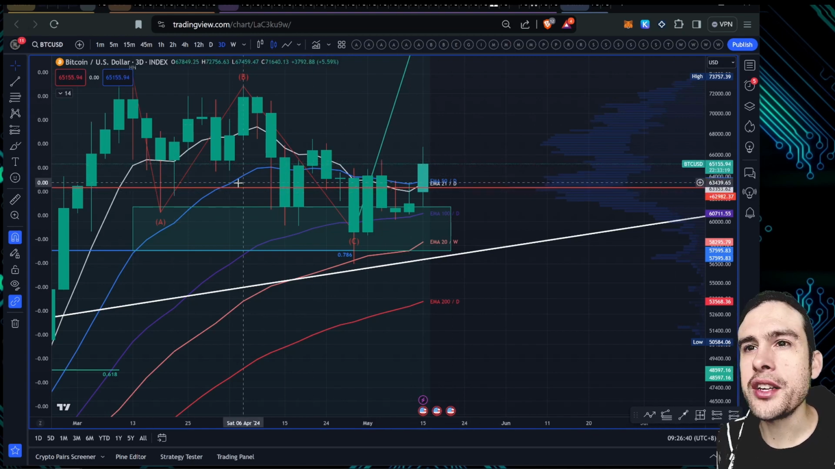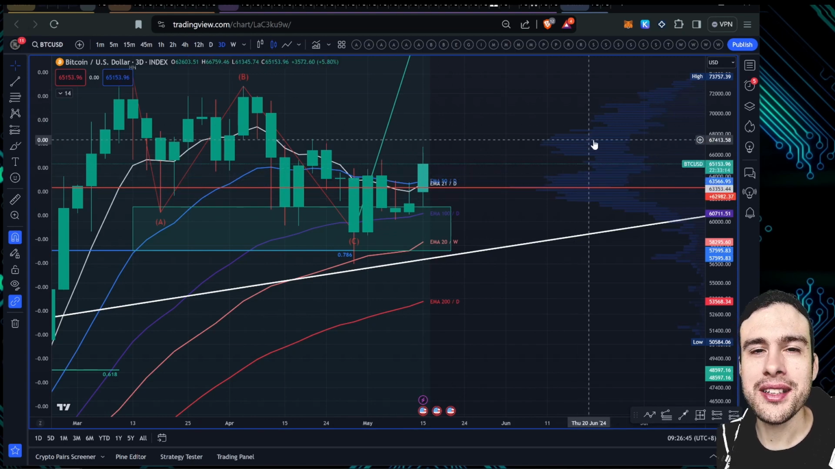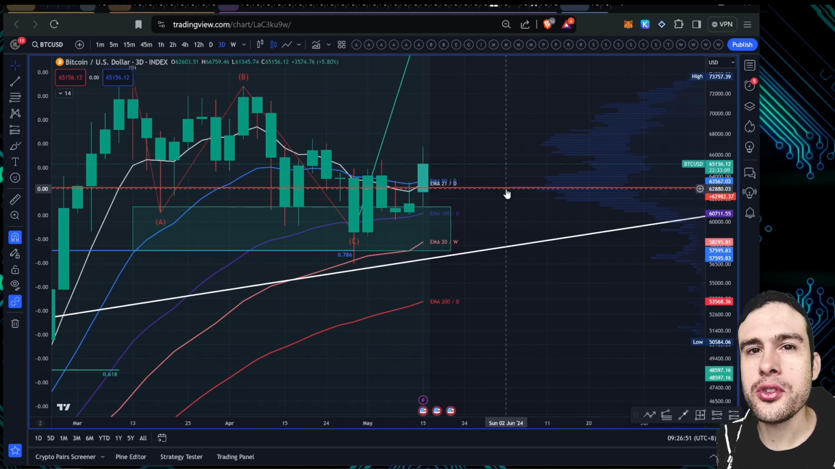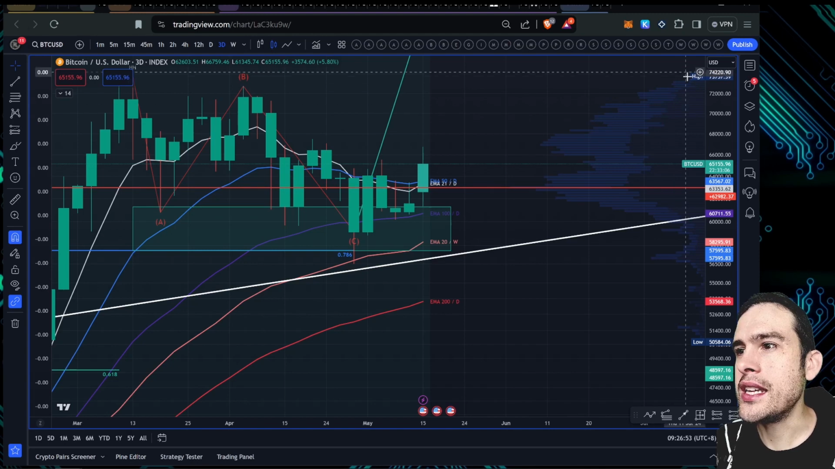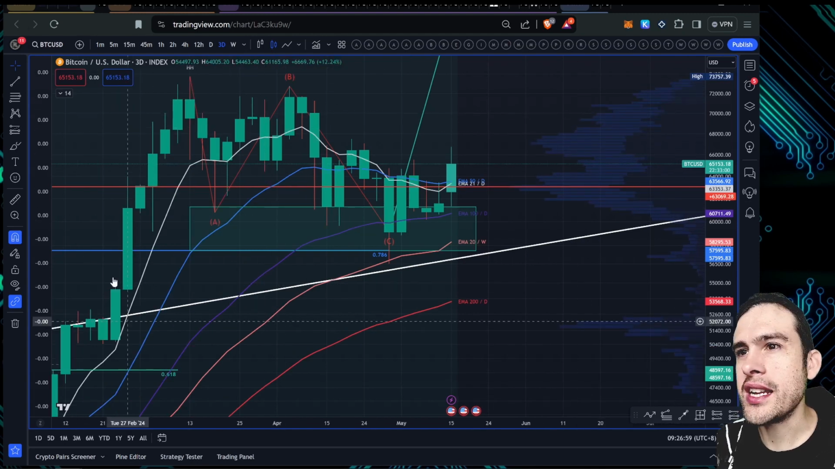Now you can see this red line on the chart here, this horizontal line. This is the volume profile. I've put it in really dark so it doesn't make the chart any more busy than it already is. This red line here is the point of control, which is the highest volume node in this entire range. So this is a dynamic range volume profile, so whatever's on the chart, it's measuring in real time.